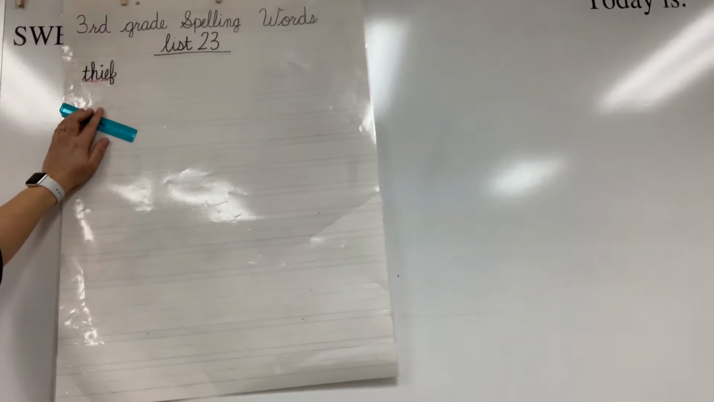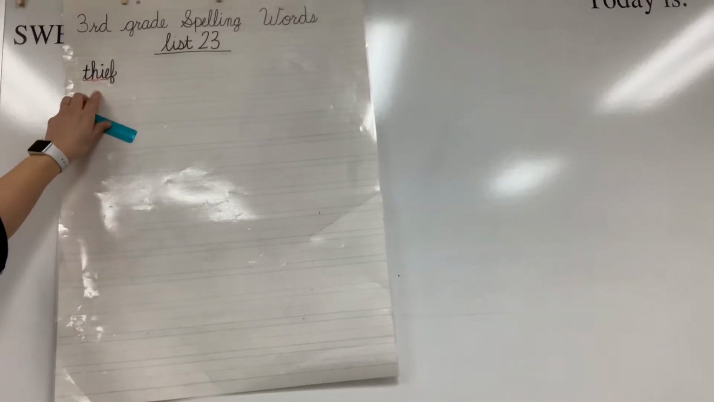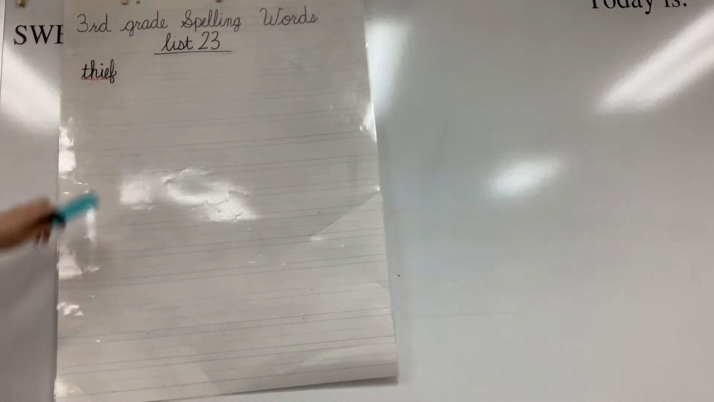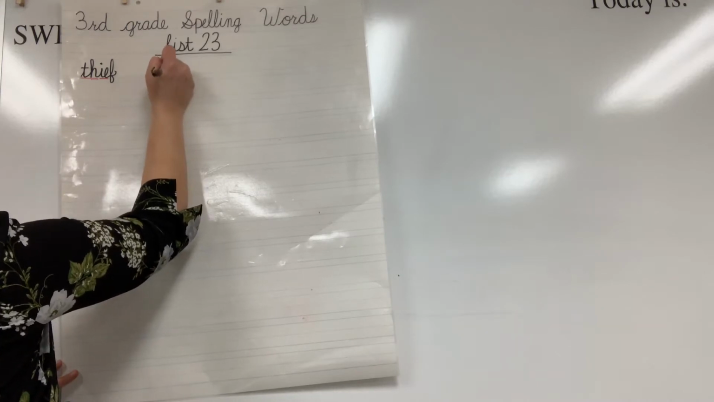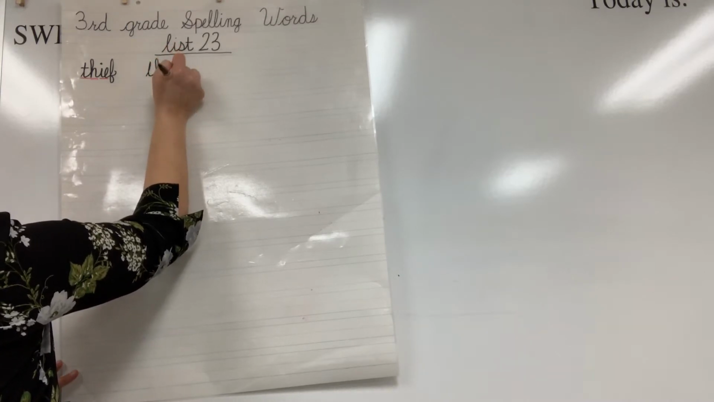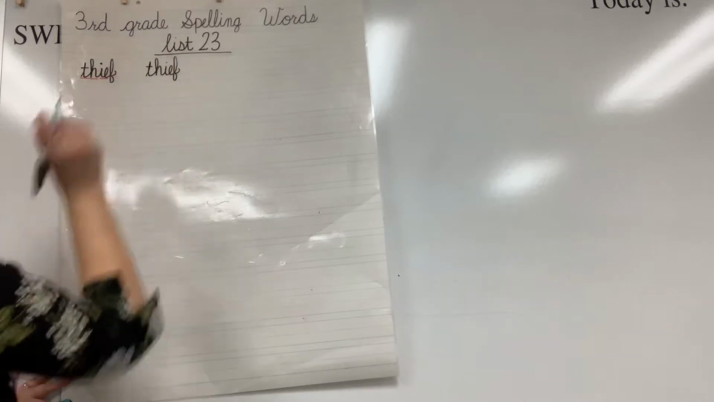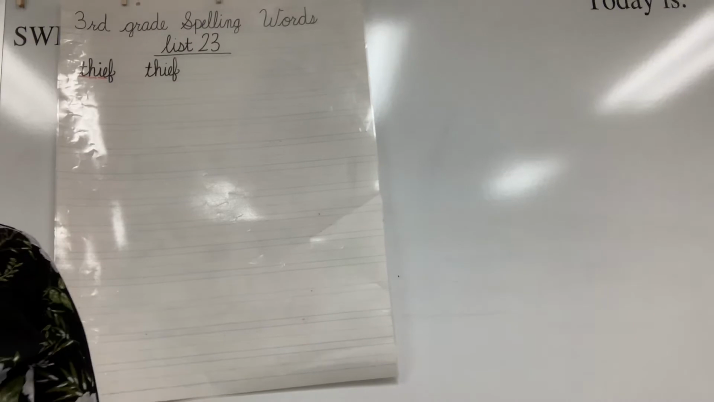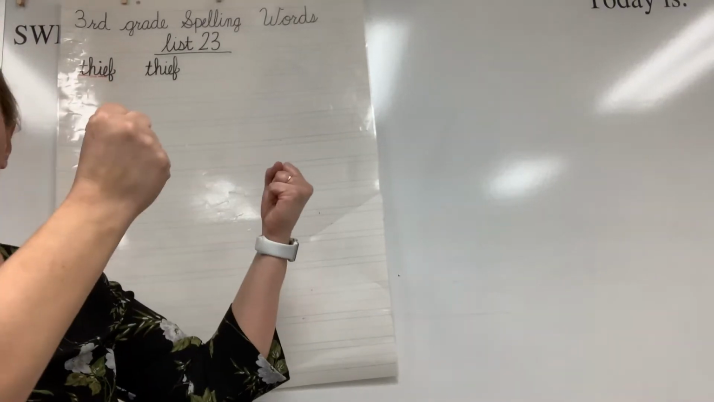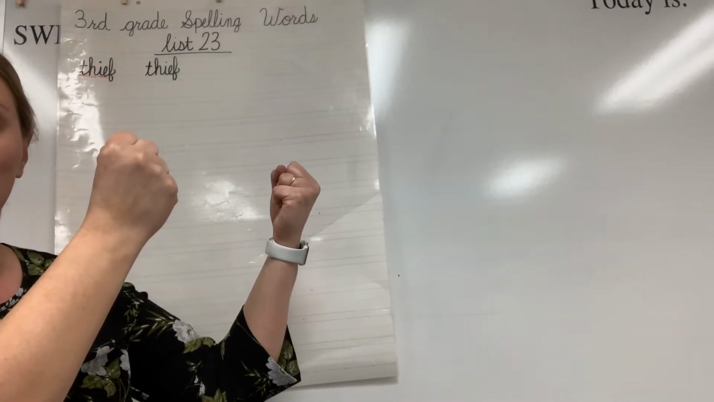thief, thief. Make sure you spell thief the same way that I did, and then go ahead and write it a second time in your SWR log in your lovely cursive. Just like so. All right, put your pencils down, please. Put your dukes up. The next word we're going to do, third graders, is friend.